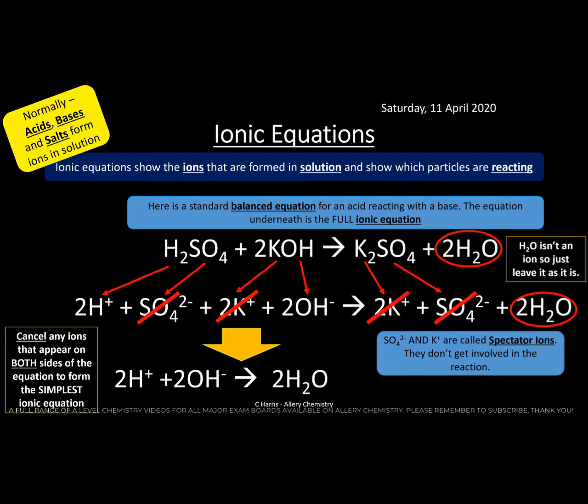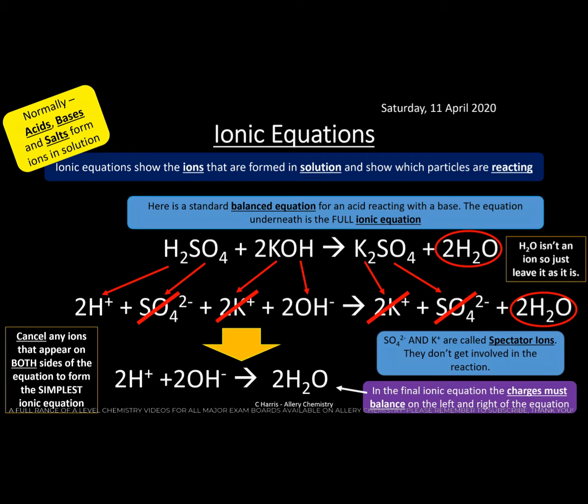So what happens with SO4 2− and K+, these are known as spectator ions because they do exist, but they don't play an integral role in the actual reaction. So we call these spectator ions. They effectively watch like a spectator. They just watch the reaction happening.